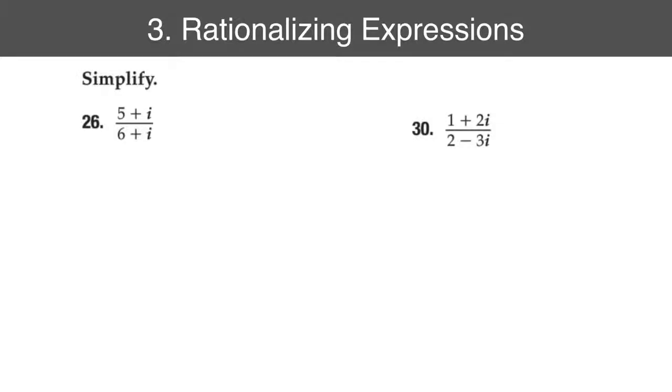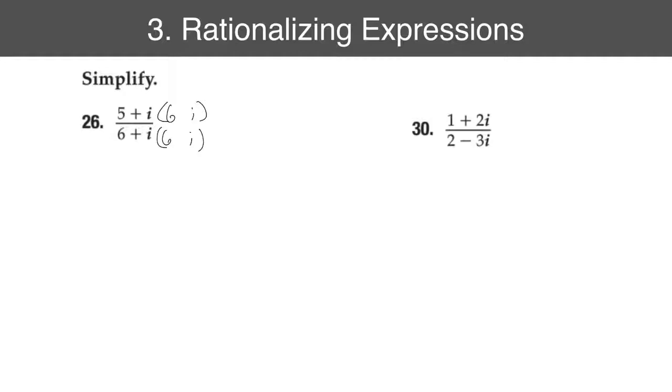The third and final thing in this section is rationalizing expressions or simplifying expressions. So what we're going to do here is get rid of these i's in the bottom, or in the denominator of these fractions. You can't leave a complex number in the denominator of a fraction, so we need to get rid of it. To do that, all you have to do is multiply the top and the bottom by the bottom, with one big difference: you change the sign of the i.